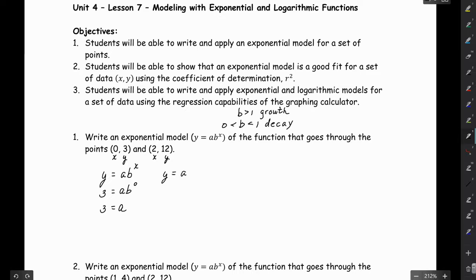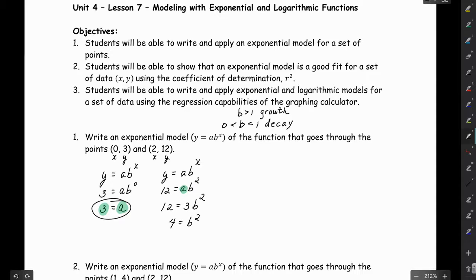Now, the other equation that I could write, given this 2 and this 12, again, we've got y equals ab to the x, y is 12, and x is 2. Now, I already know that a is equal to 3, so I'm going to replace the a value right here with the value of 3. All right, to solve now for b squared, we're going to divide both sides by 3.